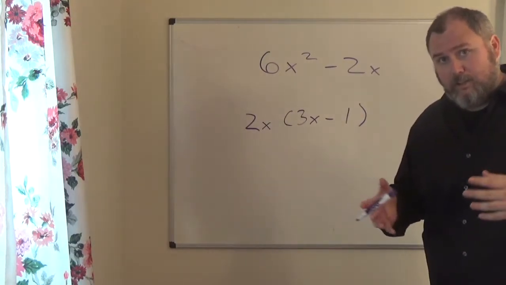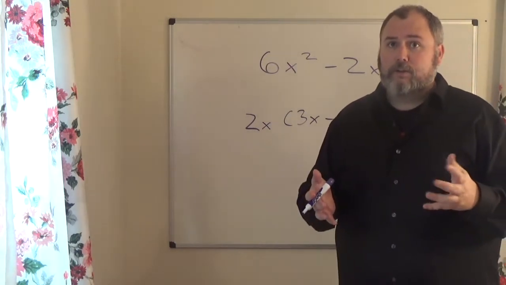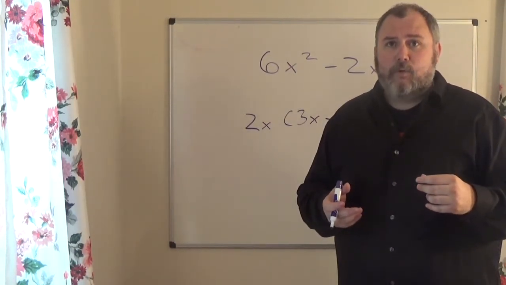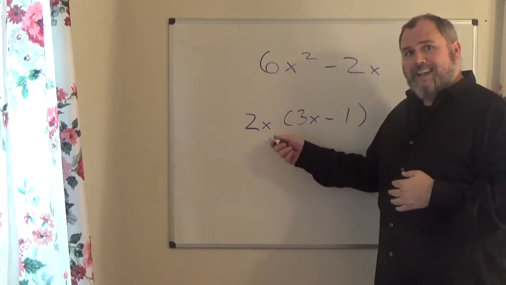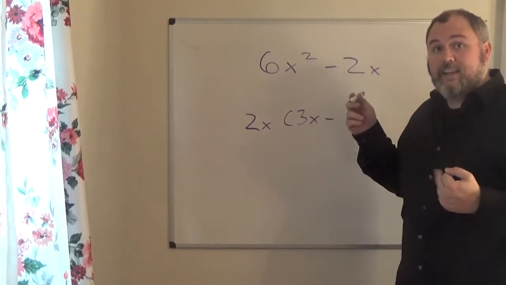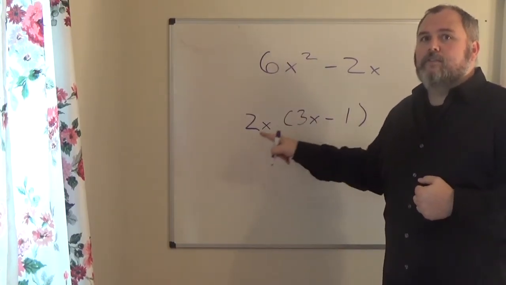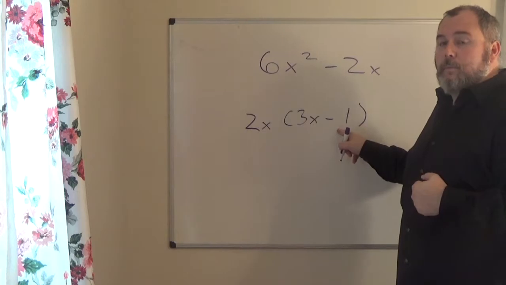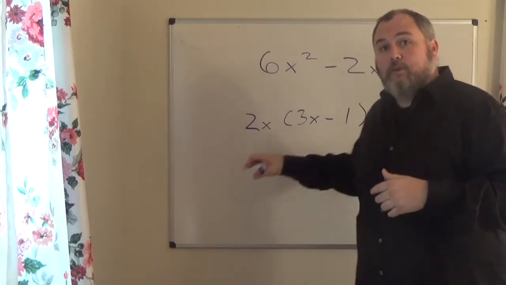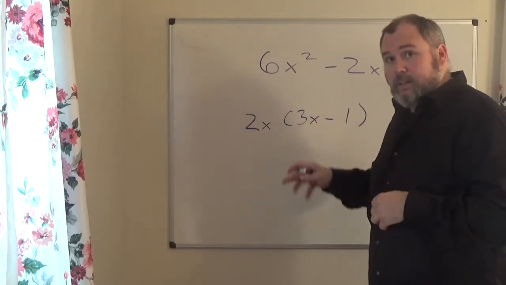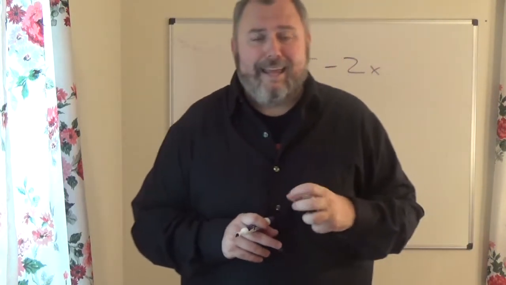Well, what we can do is remultiply to double check. And that's something that you're going to see me doing a lot, is multiplying. Okay? So, 2x times 3x, well, what's that give me? It gives me 6x squared. 2x times minus 1, what does that give me? Minus 2x. So does my factorization work? Yes, it does.